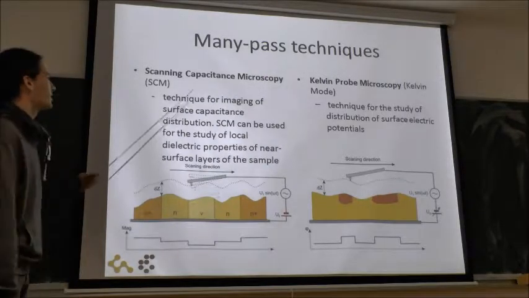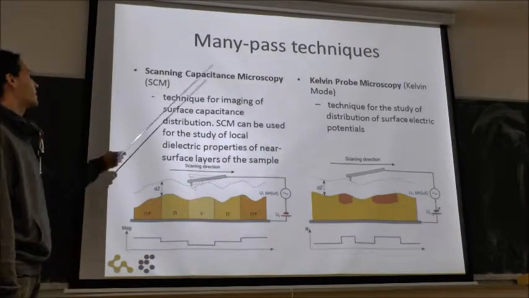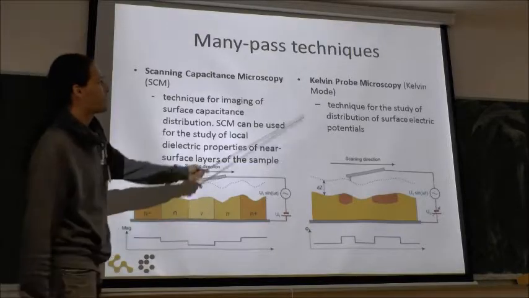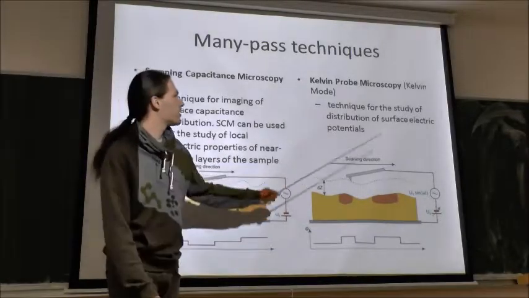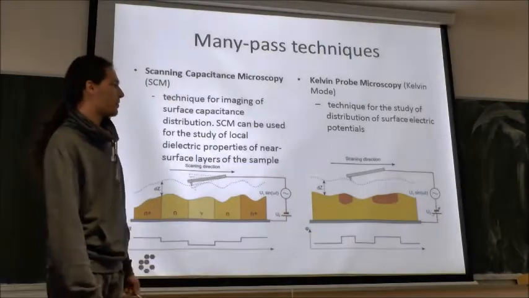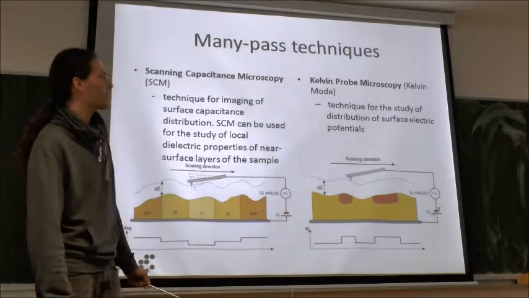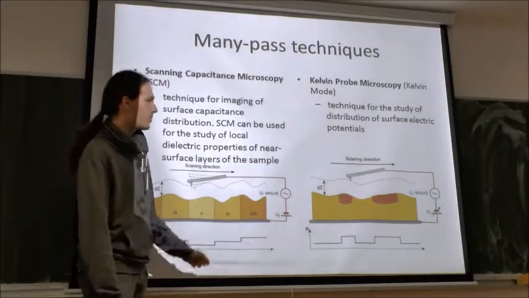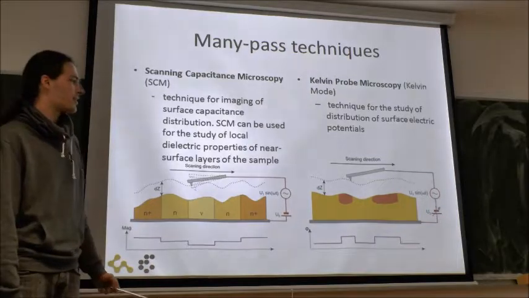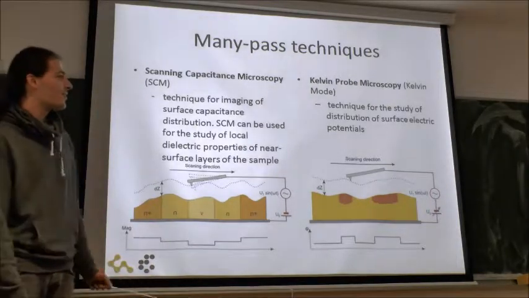Then we have a similar thing for capacity measurement and for the distribution of surface electric potential. This is Kelvin probe microscopy, which is quite interesting and also useful.